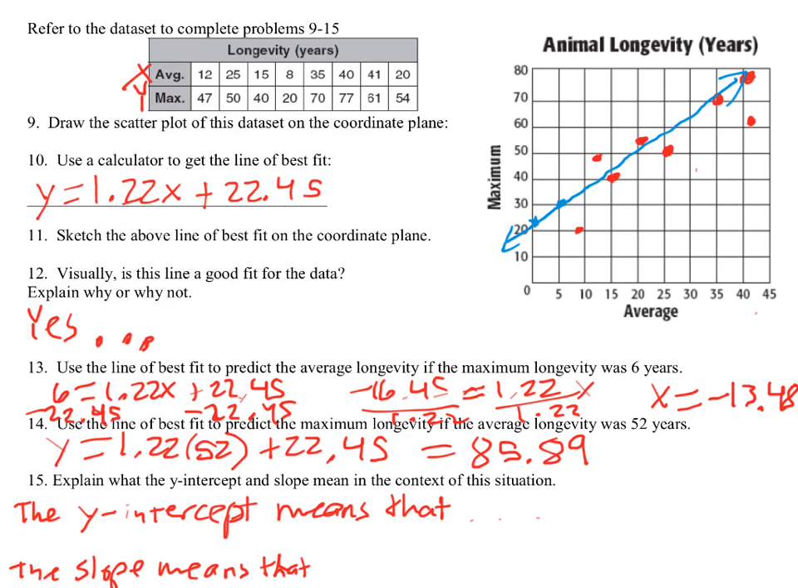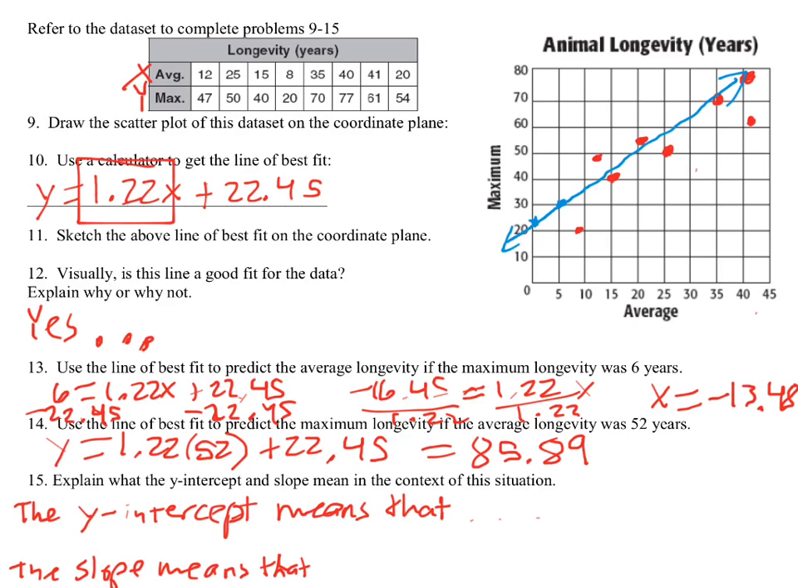And hopefully your calculator is already set up to get the correlation coefficient while you're at it, even though we're not getting it on this one. For 11, you need to sketch the graph of this. To sketch this line, look at the y-intercept. You have 22.45, that's about there. I drew it in blue for your reference. You're going to start there. You just put a point there right on your y-axis, so you have a starting point.